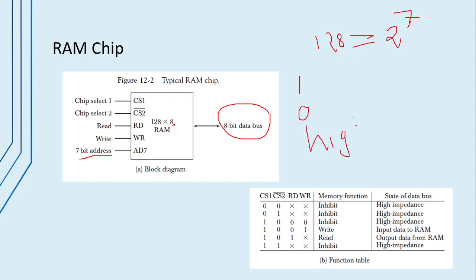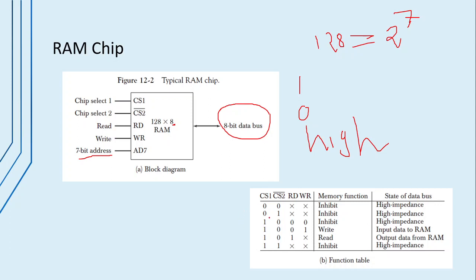So based on that, you can identify the status of the data bus. Here you can see the functional table of this RAM chip, in which CS1 is chip select 1, CS2 bar is chip select 2, RD stands for read, WR stands for write, and this is the memory function, meaning which operation is going to be performed, and this is the state of the data bus.